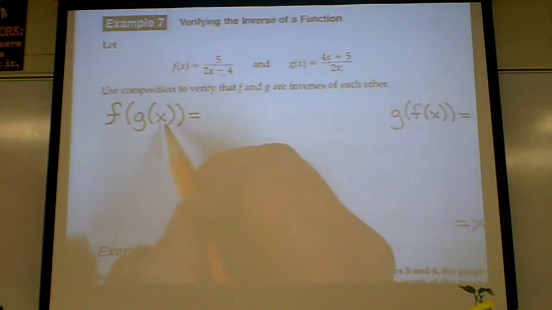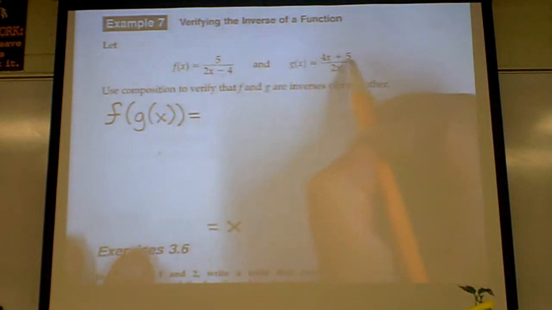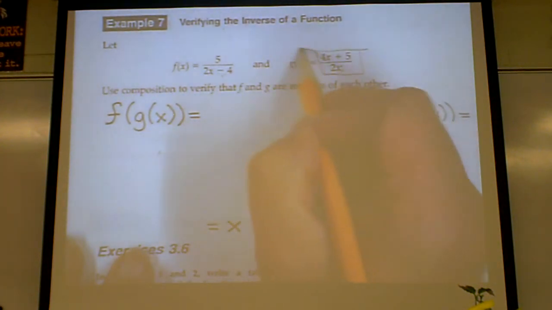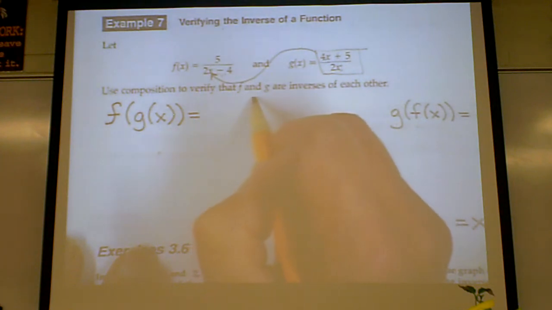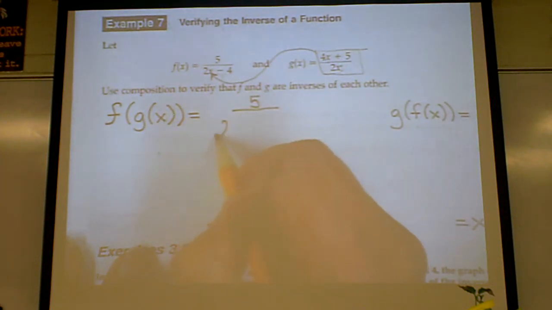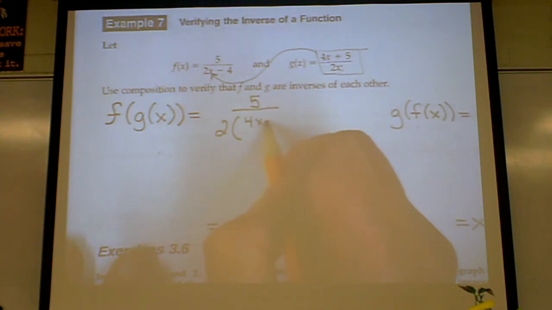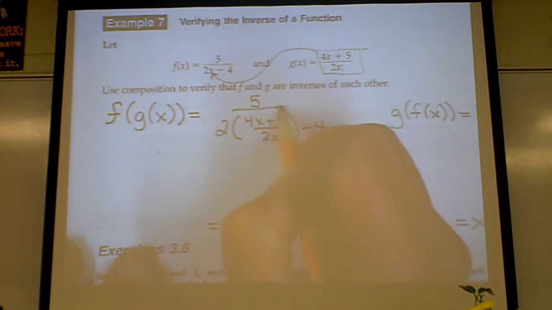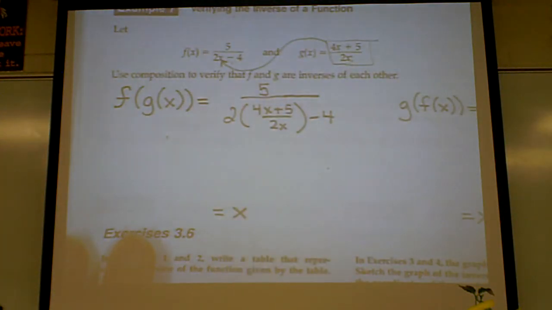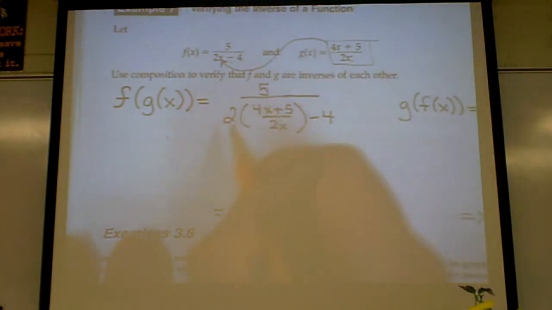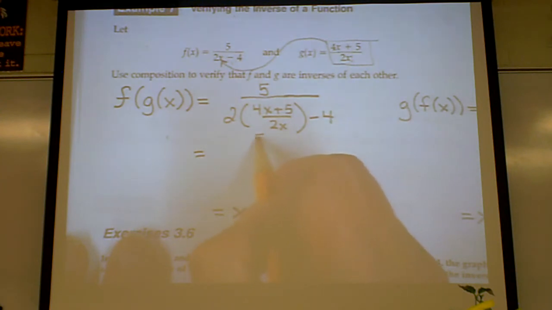So how would you write f of g of x? You would take this piece right here and you would plug it right there. So in other words, 5 over 2 times 4x plus 5 over 2x minus 4. Now imagine you have to get this to equal x. Do you know how to do this math right here? What would be the first thing you do? You want to simplify this. So you have 5 over, how do you incorporate this 2 with this fraction? Where do you distribute it? Only to the top.